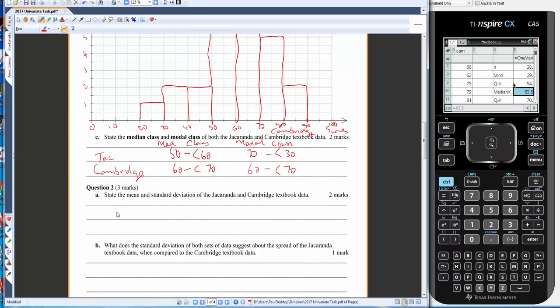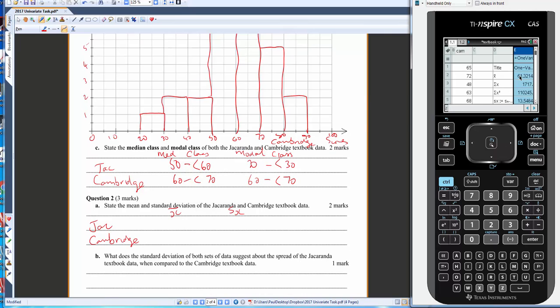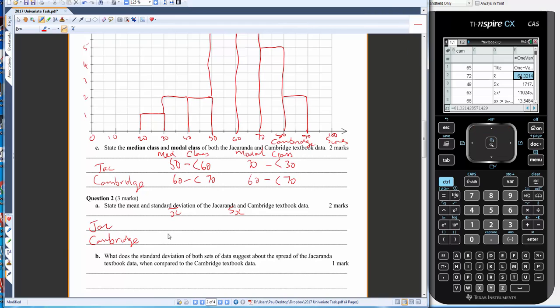Alright, now they want the mean and the standard deviation of the Jack and Cambridge data, so let's draw up a similar table, Jack and Cambridge, and we want the mean, which is X bar, and the standard deviation SX. Now we just did the one variable statistics on Cambridge, so let's pull out these key stats from this data here. So for the Cambridge data, the mean to 2 decimal places is 61.32, and the standard deviation to 2 decimal places is 13.55.